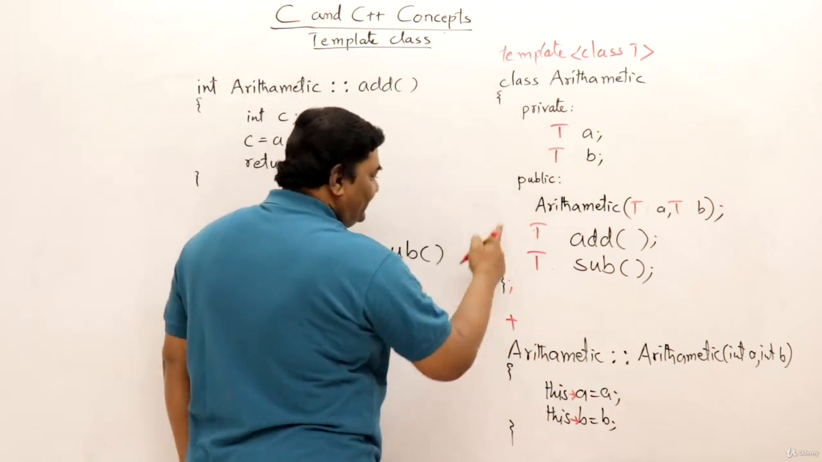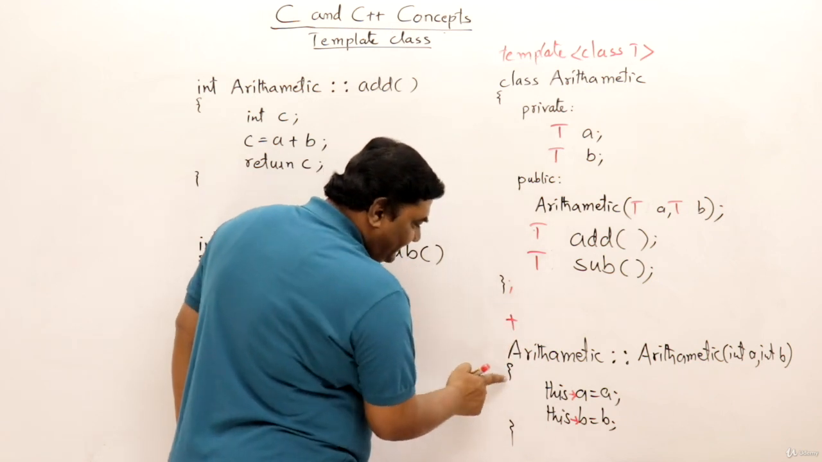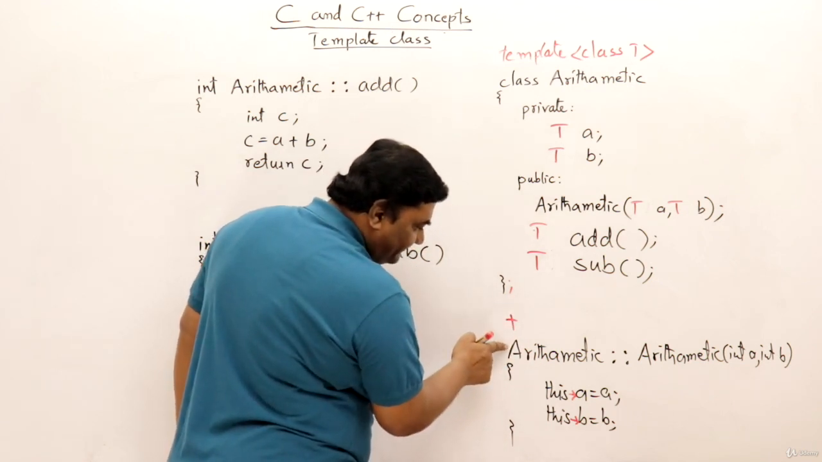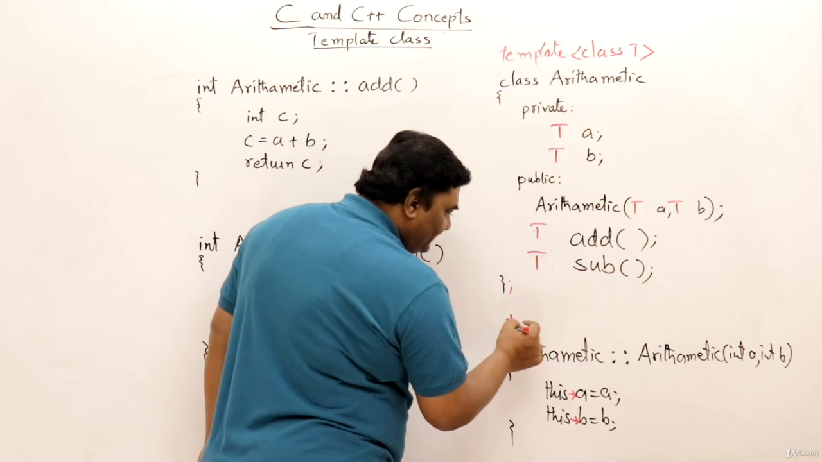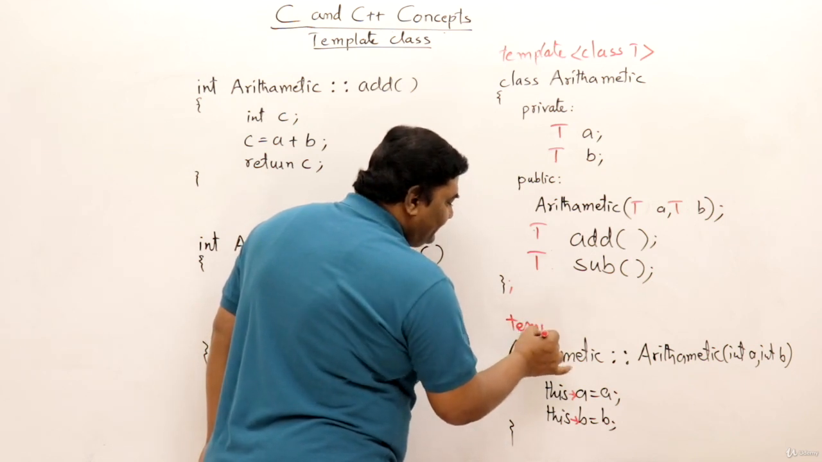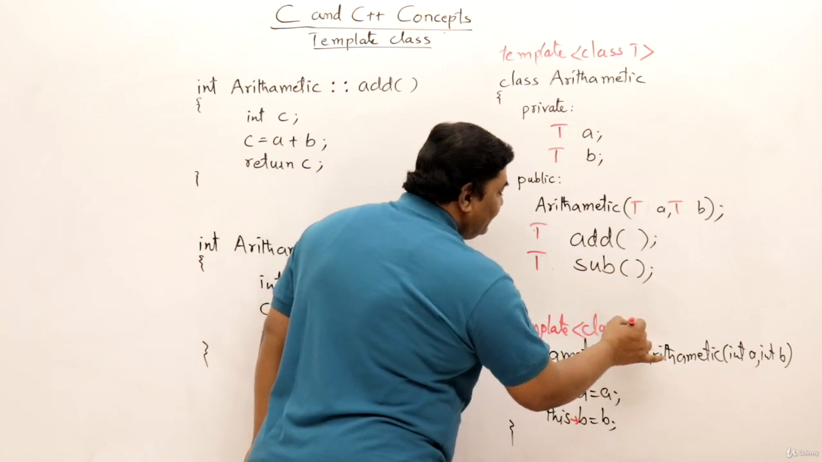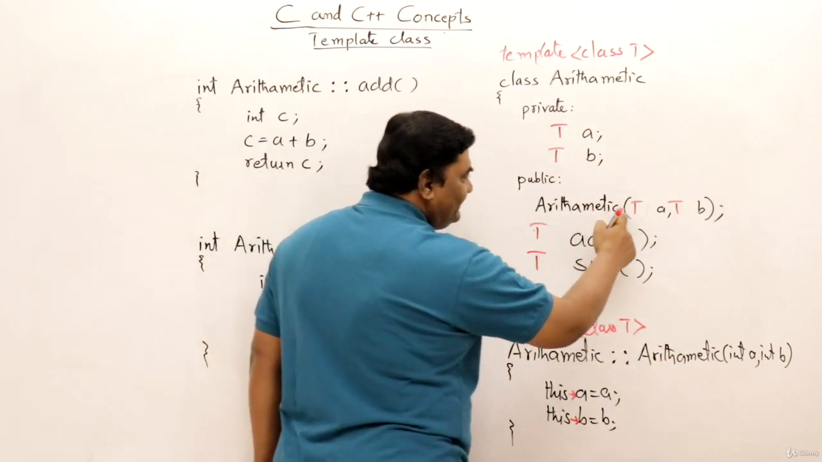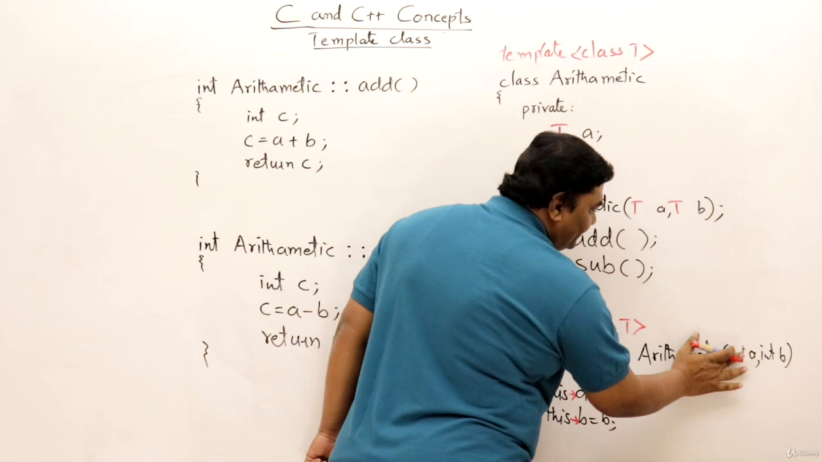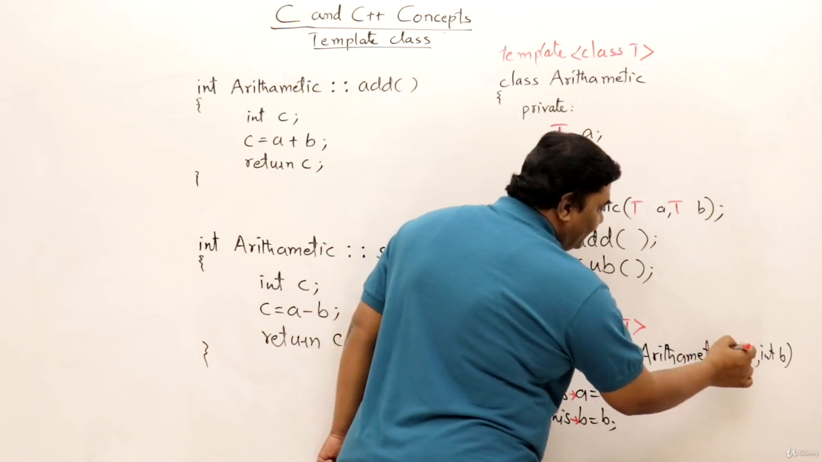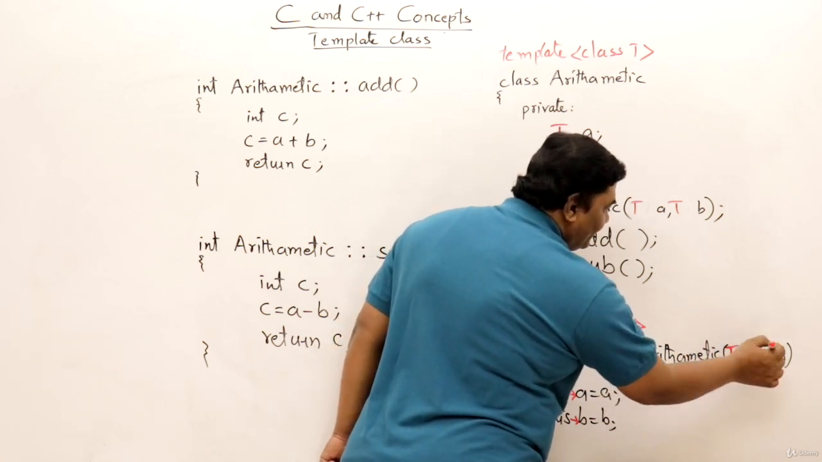Why? Because this has finished here. So again write down so that it can start and end here. Start from this line and end here. So write down template class T. Class T. So if you observe here, these I have made them as T, so these also will be T. These are template type.